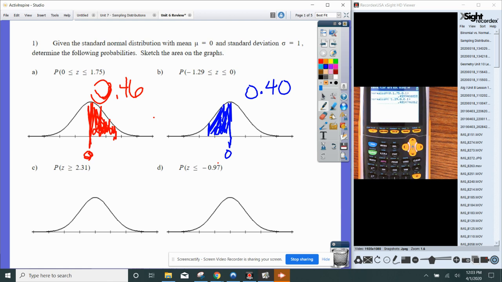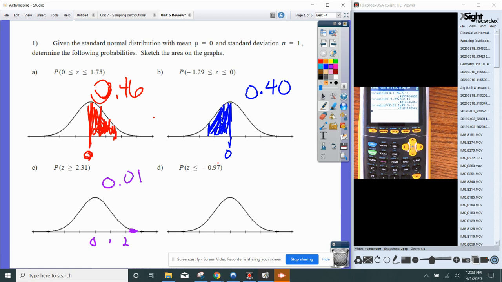The next one, so this would be letter C, anything above 2.31. So here's 0. This would be 1. This would be 2. So 2.31, it's just that little bitty part right there. With these, the lower bound is going to be that 2.31. And our upper can be everything to the right of that. So we're going to use that second comma, 1E99. Keep those the same. And it's about 0.01.